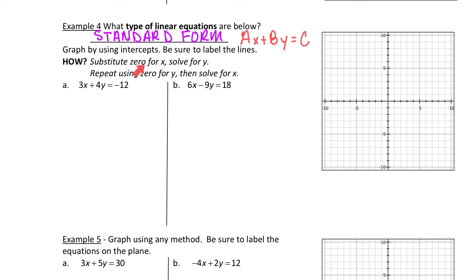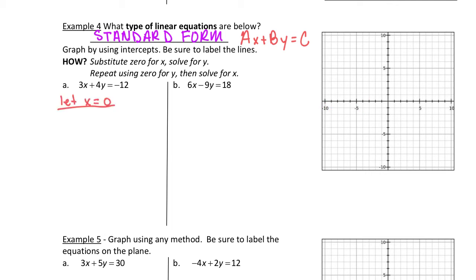The reason why is we're going to let x equal 0 and find the y-intercept. Because if I wrote any point on the y-axis as an ordered pair, the x value would always be 0. We're going to repeat, but this time we're going to do a 0 for the y and then solve for x. So that will give us our x-intercept where the y value for that coordinate would be 0.